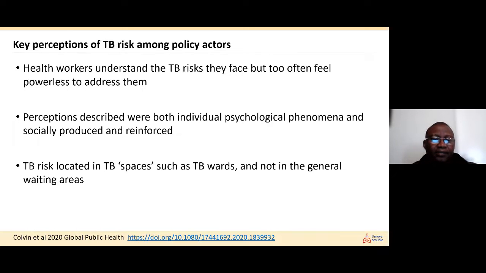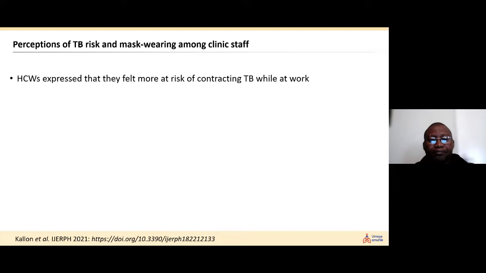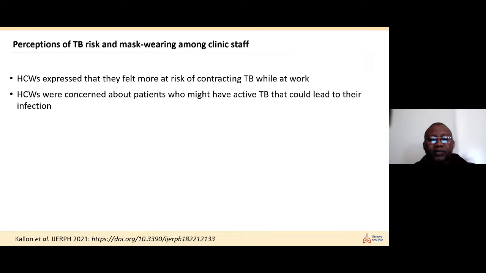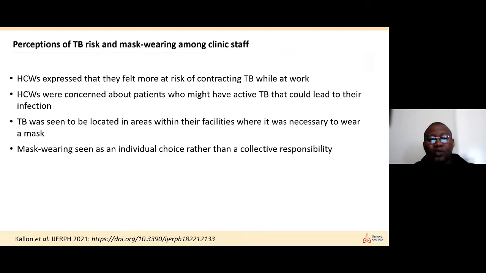The other emerging perception was how TB risk was located in TB spaces, such as TB wards, and not in the general waiting areas. So among clinic staff, you can see how some of these perceptions from policy actors actually mirrored what we found in the clinics. Healthcare workers expressed that they felt more at risk of contracting TB while they were at work. They were concerned about patients who might have active TB that could lead to their infection. TB was seen to be located in areas within their facilities where it was necessary to wear a mask.